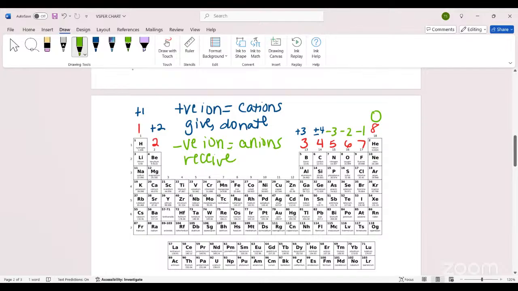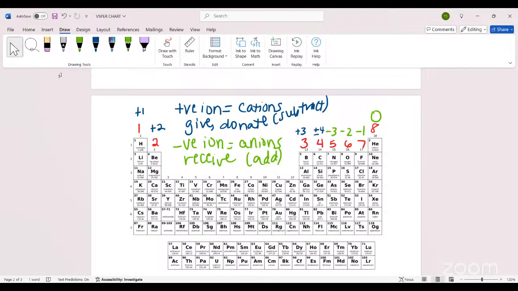So over here, we're going to add when we see a negative charge, but we're going to subtract when we see a positive charge. We're going to add when the number is negative and subtract when the number is positive. You're going to see what I mean in a second.